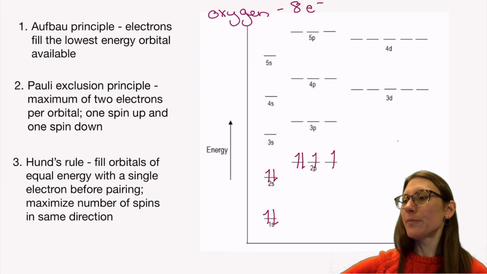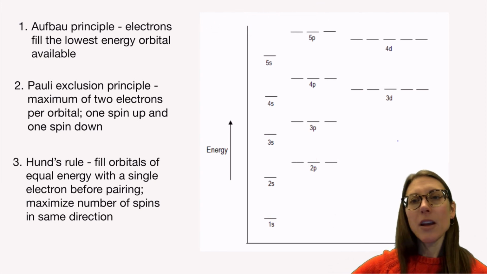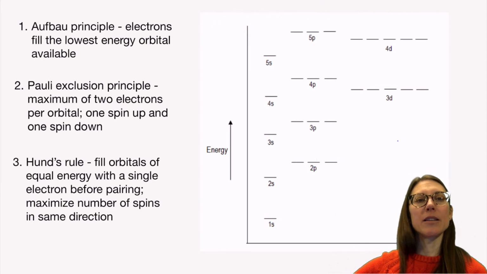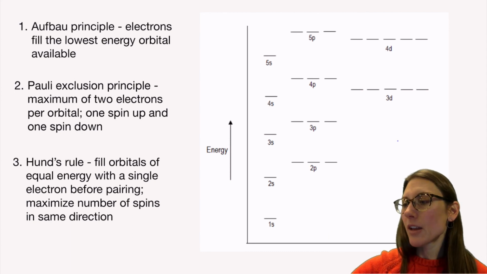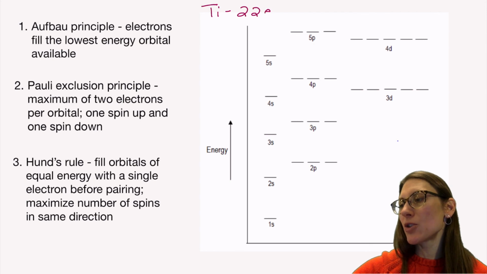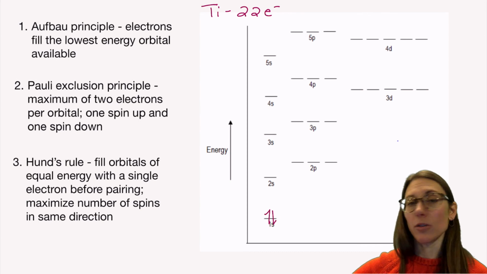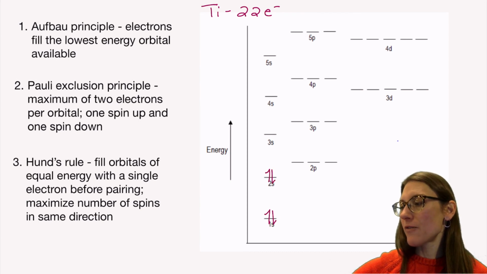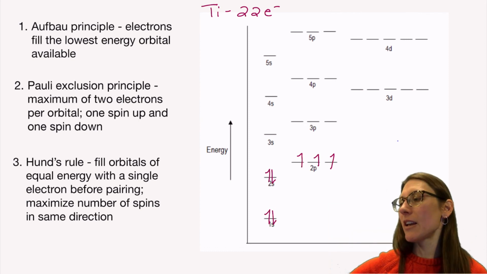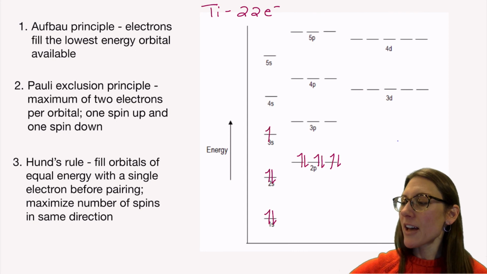Let's do one more. So let's pick something, say, like titanium. So titanium has 22 electrons and 22 protons. Okay, here we go. 1, 2 go in the bottom orbital. 3, 4, 5, 6, 7. Note I'm putting them singly in, and then I'm going to double up. 8, 9, 10, 11, 12, 13, 14, 15, 16, 17, 18.